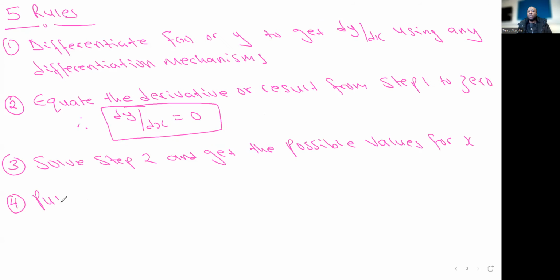So that will be step 4 now. You now have to put back each of the x values to get the corresponding y values.